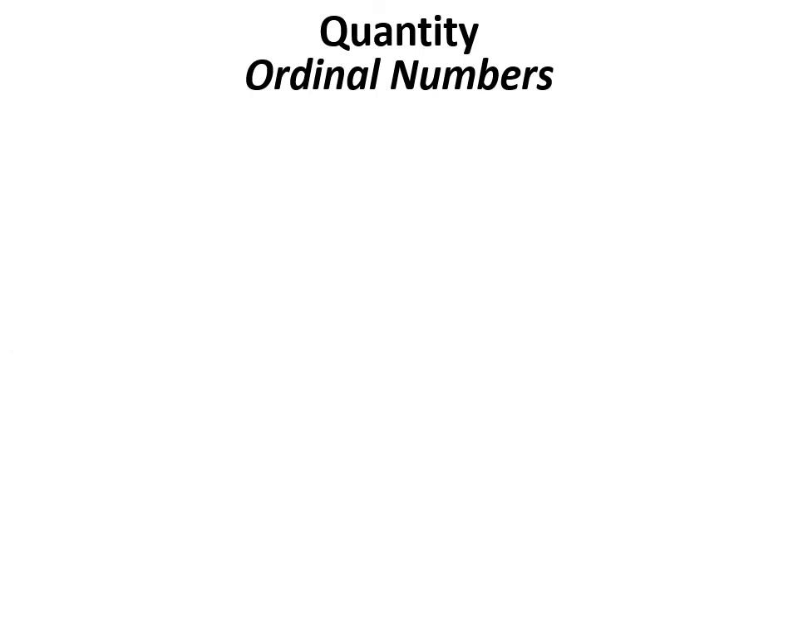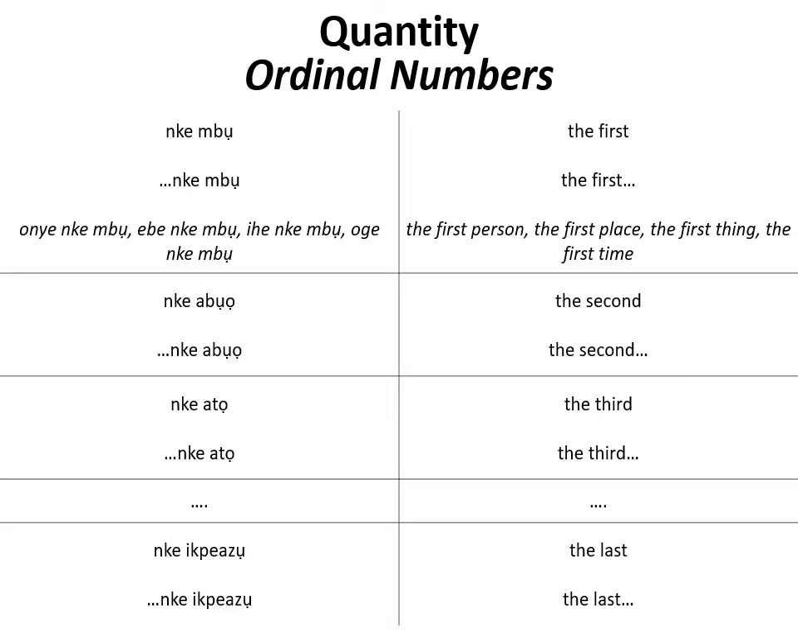Okay, finally, ordinal numbers, as I mentioned. Ordinal numbers are things like first, second, third. You use them to order things or put things in order. So nke mbu, you can just say nke mbu to mean the first. Or you can have something nke mbu, the first something. So onye nke mbu, the first person. Ebe nke mbu, the first place.